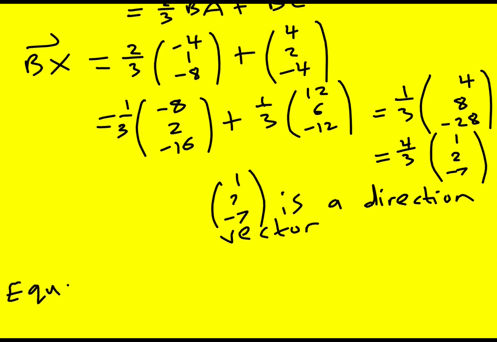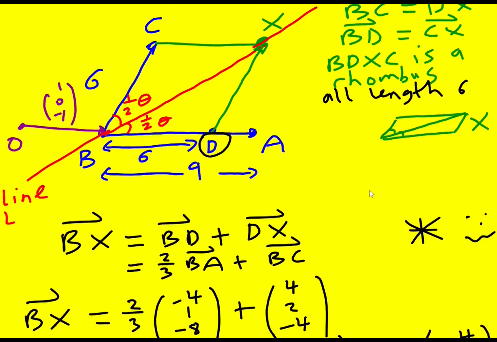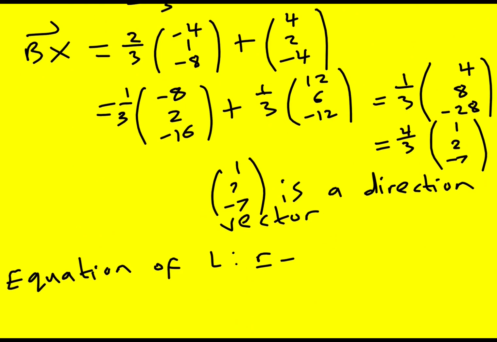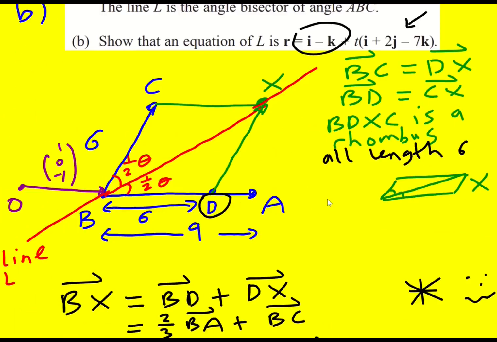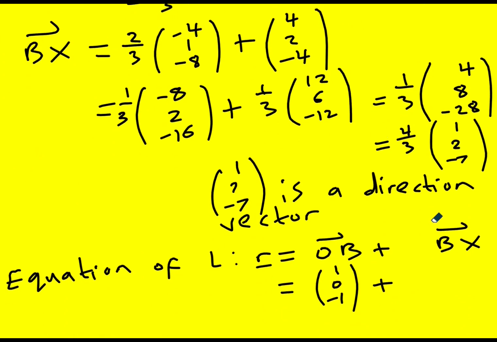And the equation of L: r equals OB to get onto the line, plus t times some amount of BX, which is equal to that 1, 0, minus 1. I kind of just want to stick with it in column form, plus t now. Oh, they've already used t. Okay, I'm going to change this to lambda because technically I'm changing the constant, lambda times 1, 2, minus 7. We've done it.